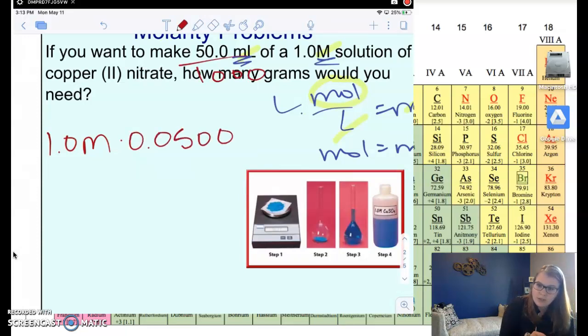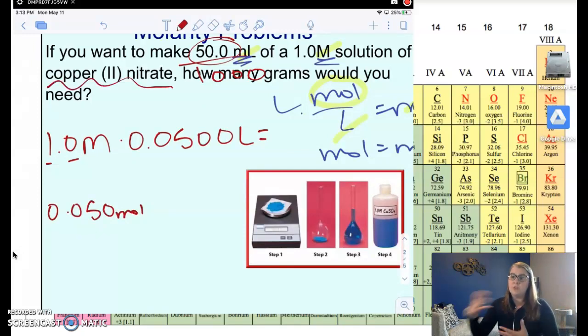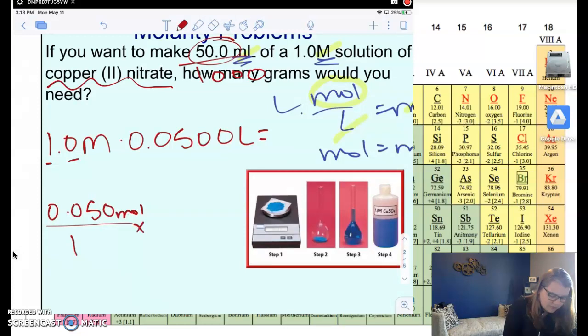And I'm going to get 0.0500. Note that I took all those zeros with me because this had 3 sig figs, so I wanted to make sure it still had 3 sig figs down here. Anything times 1 is itself. Note this only has 2 sig figs though, so my final answer will be 0.050 moles. So that's how many moles of copper 2 nitrate I'm going to need in order to dissolve and make my solution. Well, I can't measure in moles, so what I can do is take my amount of moles and convert my moles to grams using the molar mass.